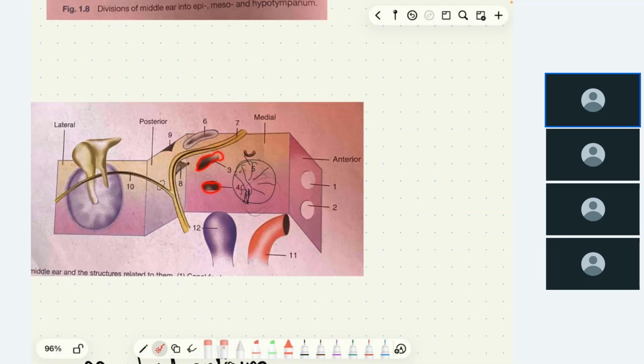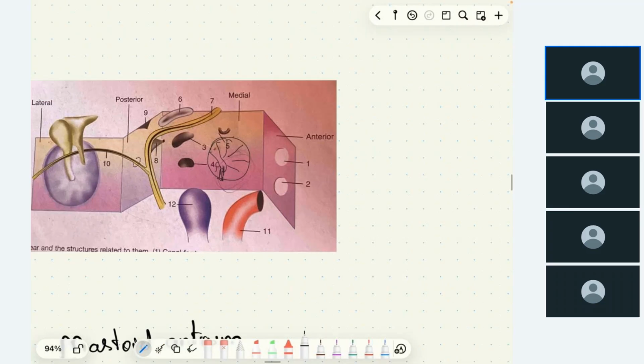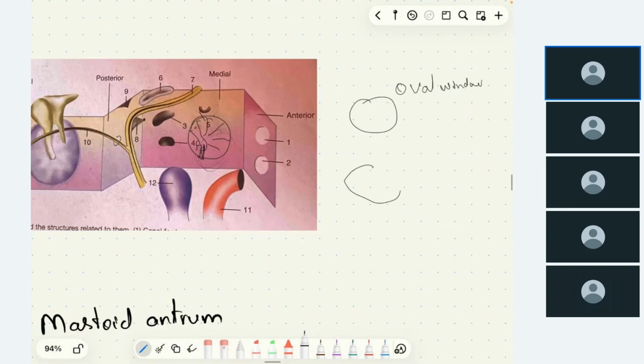Oval window, we all know the footplate of the stapes comes here. It oscillates and generates vibrations in the endolymph, which is responsible for hearing. What is the role of the round window and secondary tympanic membrane? They provide phase difference to the middle ear. What is phase difference? It is when the footplate of the stapes goes inside through the oval window, in the round window the secondary tympanic membrane comes out.